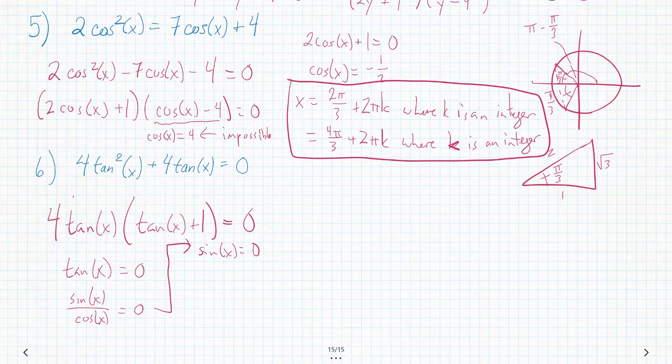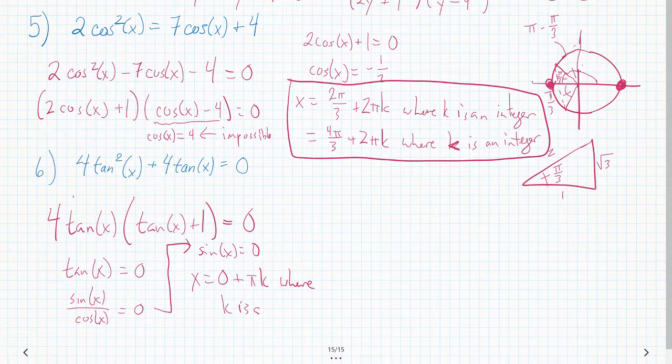Where does the sine of x equal 0? If you look back at your unit circle, sorry, I was doing the cosine. Sine of x equals 0 at 0 and pi, so any multiple of pi, essentially. So this is x equals 0 plus pi times k, where k is an integer. And what's the remaining piece here? Well, let's take a look at tangent of x plus 1 equals 0. That means you get tangent of x equals -1.